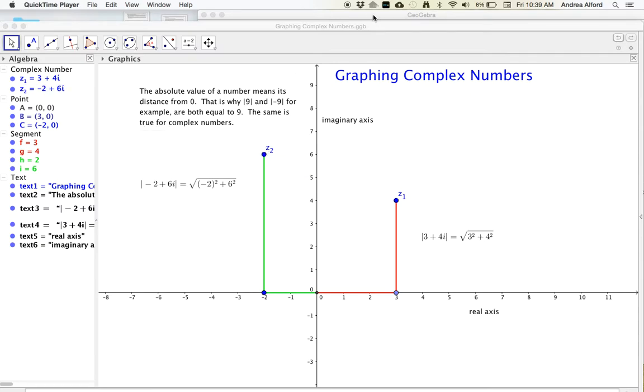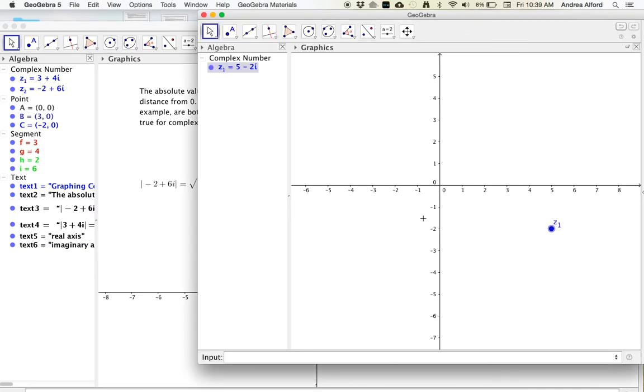Now, GeoGebra doesn't like when you put text boxes in and then go back to complex numbers, so we're going to open another window. Here we see we've got 5 minus 2i. All right, so what did we do? We came over 5 and down 2. We'll do one more. Negative 3 minus 6i. That's over here. What did we do? We came to the left 3 and down 6. So that's how you graph complex numbers.